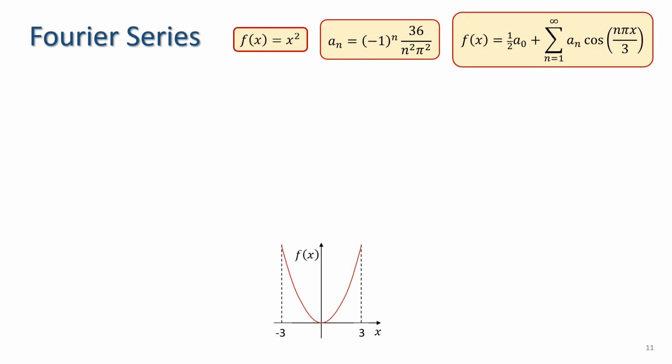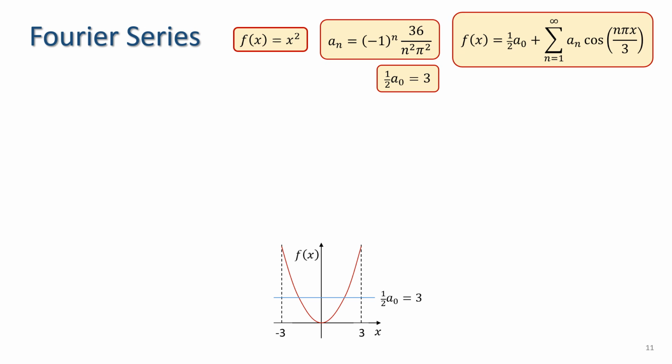Thus, the Fourier series for the function f of x equals x squared is given by these formulae. Note that the formula for an only applies to positive values of n. The first term, a half a0, is the average value of the function x squared between minus 3 and 3, which is 3.